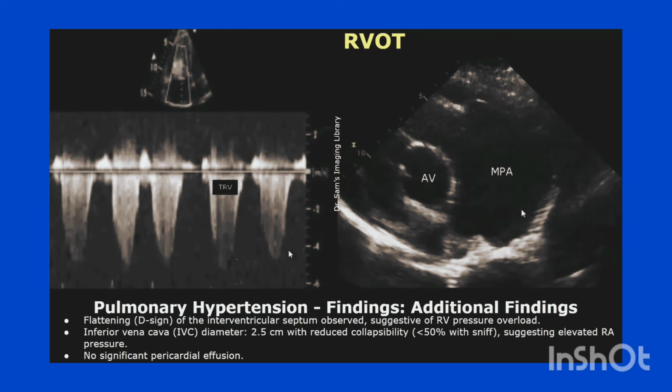These are additional findings. Flattening D sign of the interventricular septum observed, suggestive of RV pressure overload. Inferior vena cava diameter is 2.5 centimeters with reduced collapsibility, suggesting elevated RA pressure. No significant pericardial effusion.